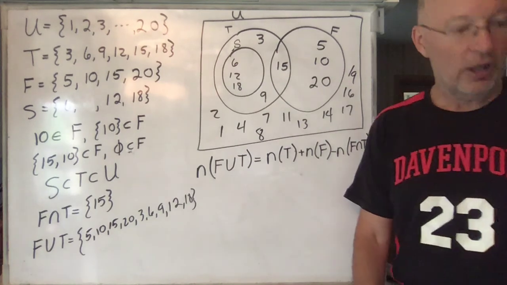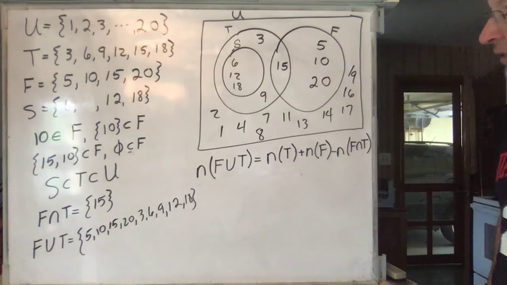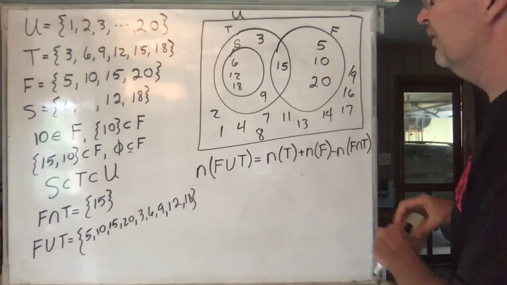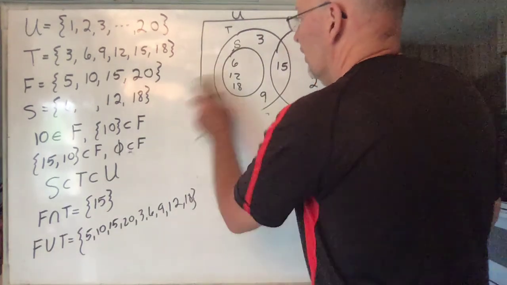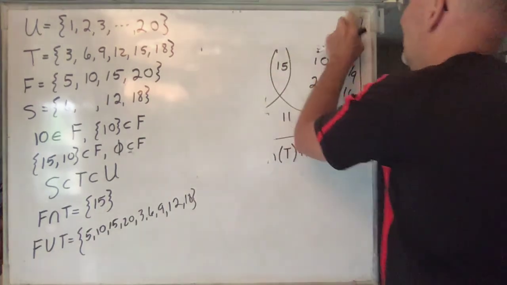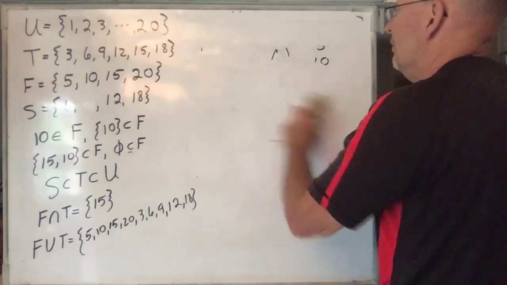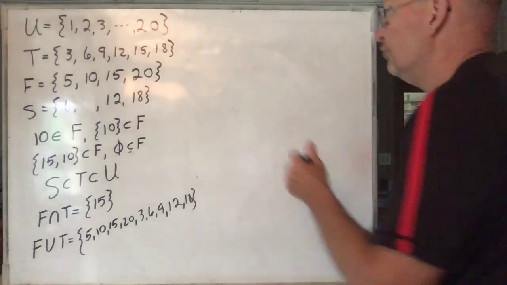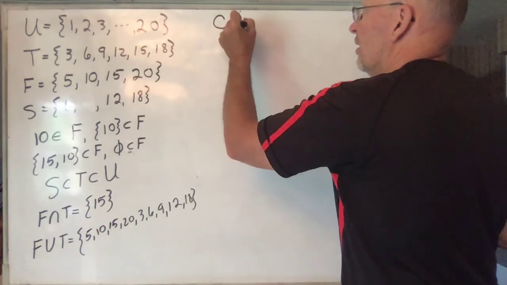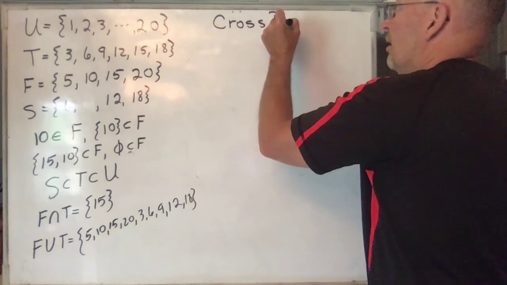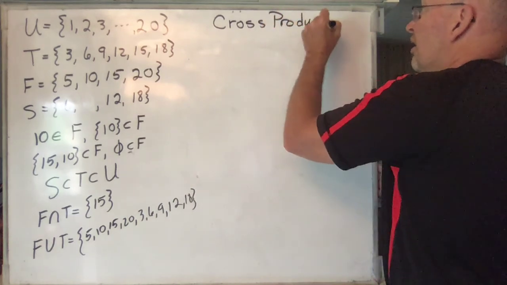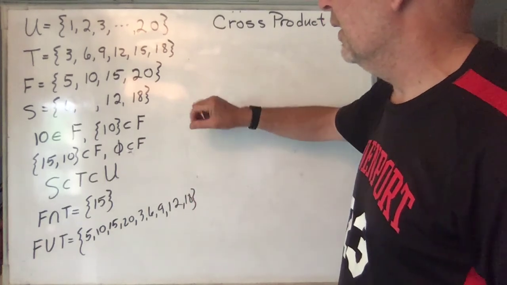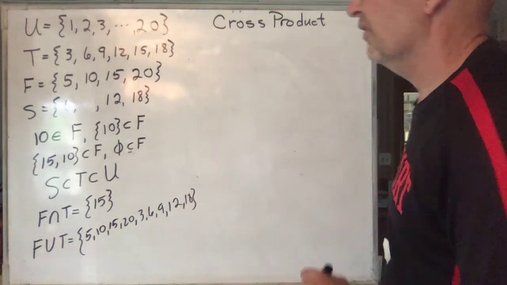Okay, very good. Just one other thing. Well, actually a couple other things. One other thing you can do with sets, and I'm going to get rid of this in order to do it, is you can take the cross product of two sets. So let's take the cross product of F and S, for example.